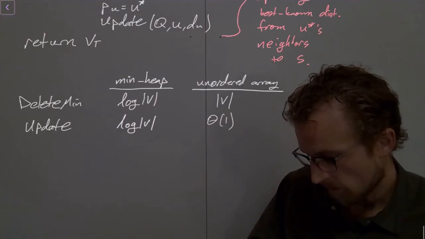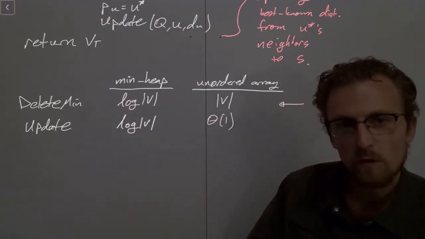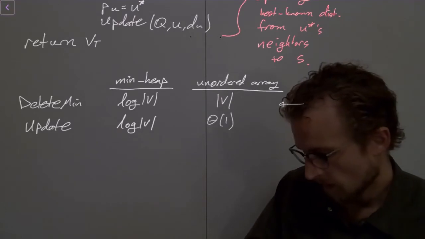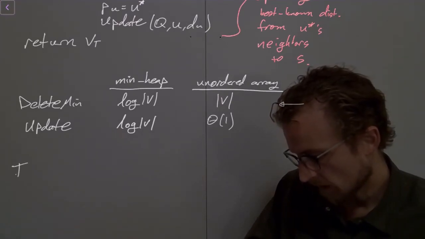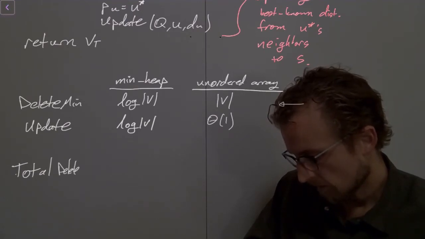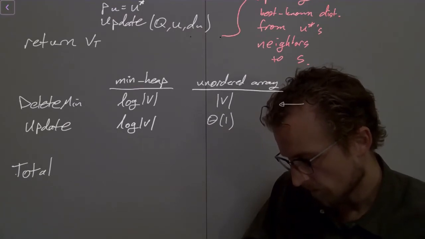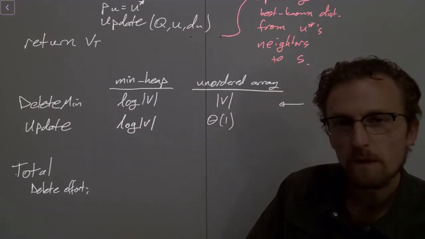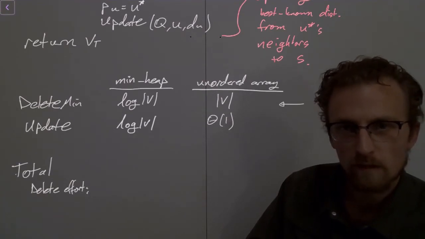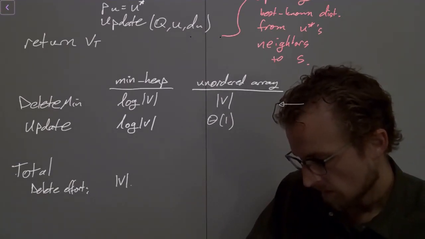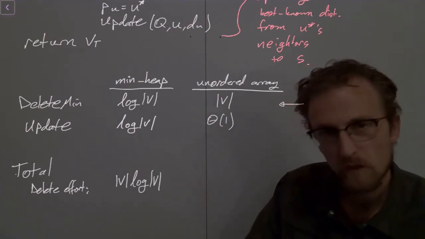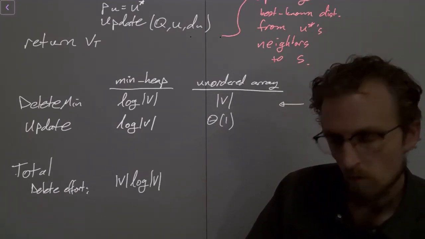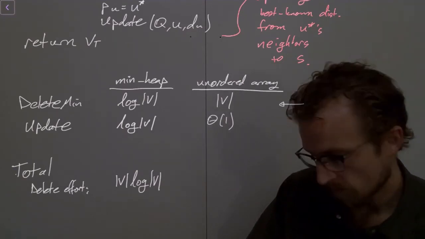And so now we know something about the total effort that's expended on delete mins. Let's do total delete effort. If we use a min heap, there are v delete mins, and each one takes log v time, so it's v log v. If it's an unordered array, there are v deletes, and each one takes v time, so it's going to be v squared.